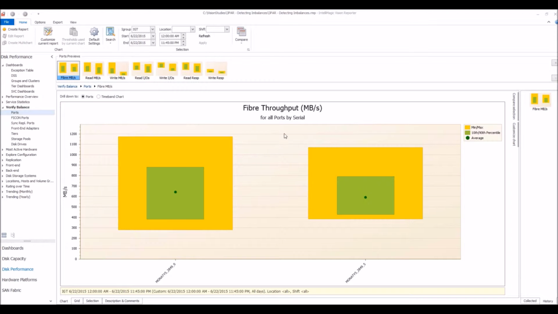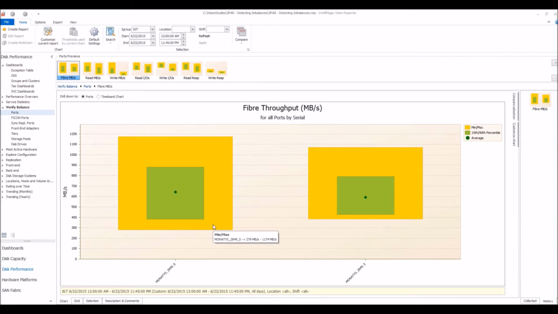The balance chart shows the average rate indicated by the green dot, the 10th and 90th percentile indicated by the green rectangle, and the minimum and maximum value indicated by the yellow rectangle. This chart has one bar for each system representing the fiber throughput megabytes per second. In this case, you can see that the bar on the left is bigger. This indicates that the system, monotice_2849_0, has a greater amount of variance.